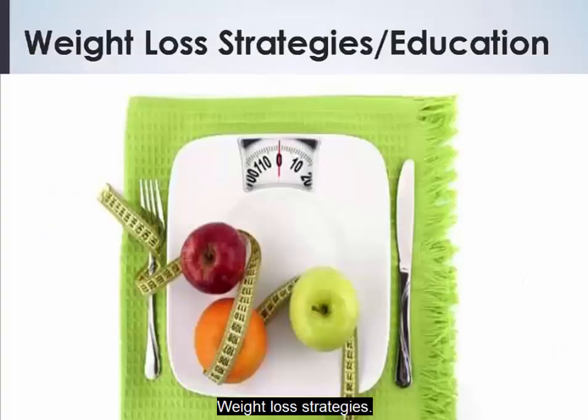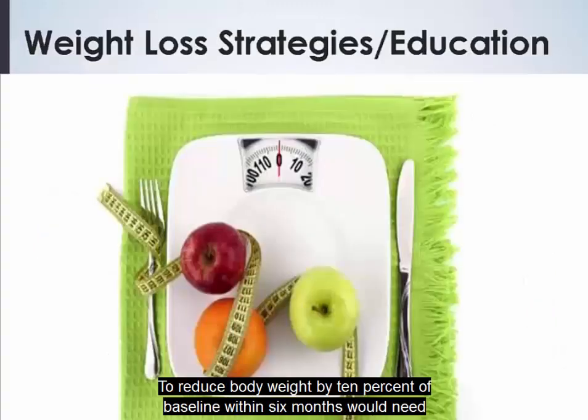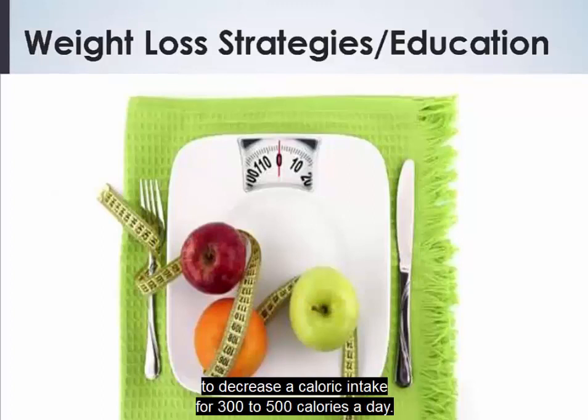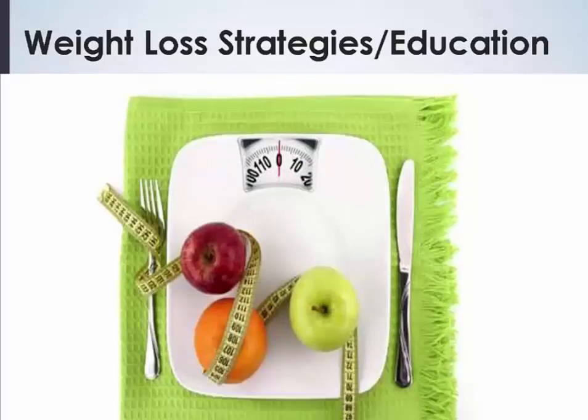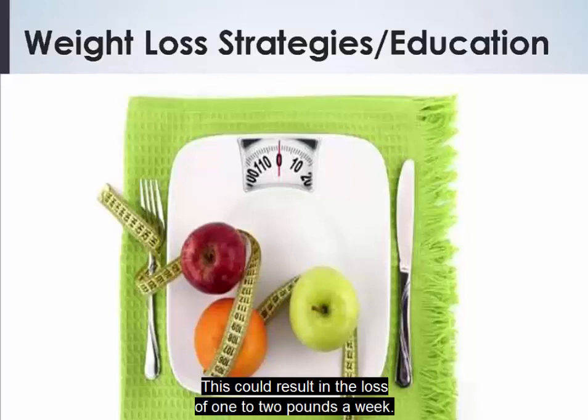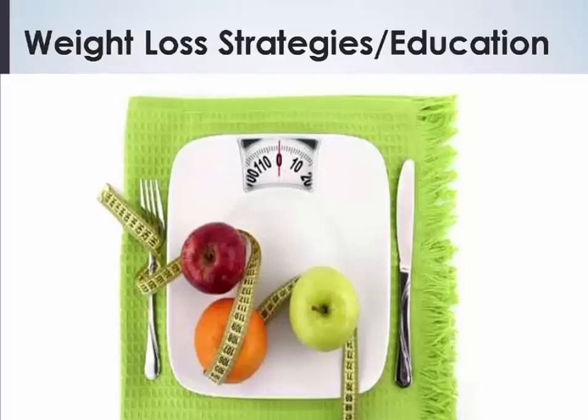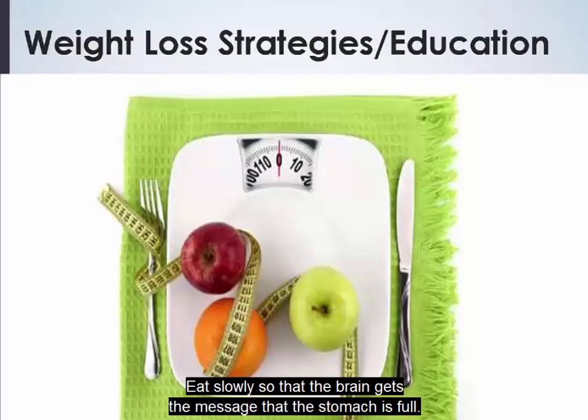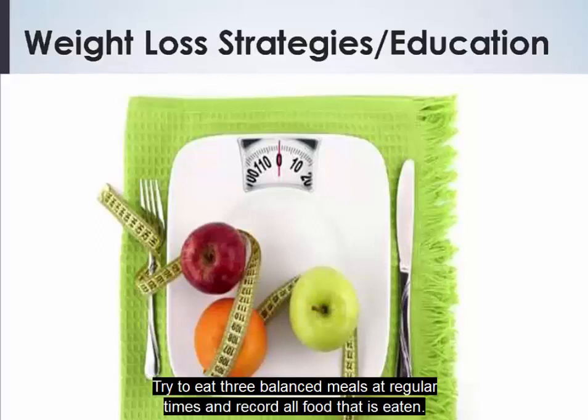Weight loss strategies: to reduce body weight by 10% of baseline within 6 months would need to decrease caloric intake by 300 to 500 calories a day. This could result in a loss of 1 to 2 pounds a week. Eat slowly so that the brain gets the message that the stomach is full. Take seconds of vegetables and salads instead of high-calorie foods. Try to eat 3 balanced meals at regular times and record all food that is eaten.